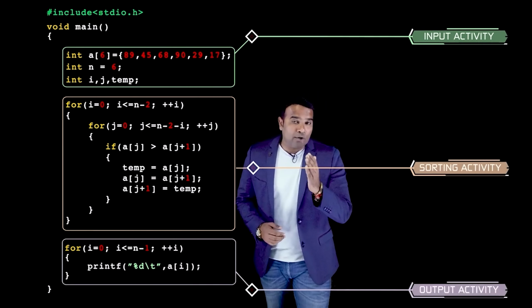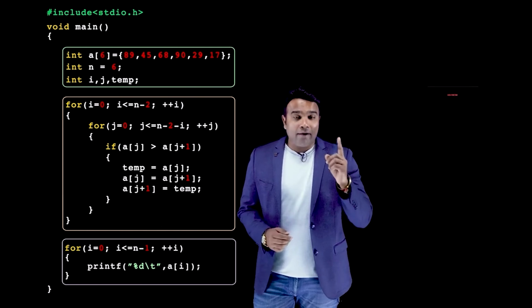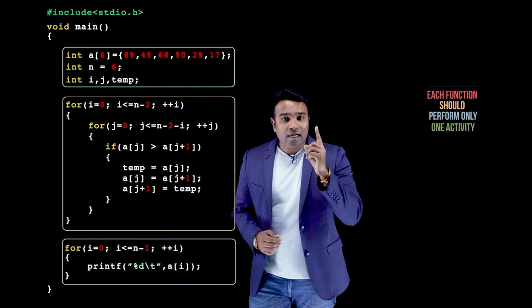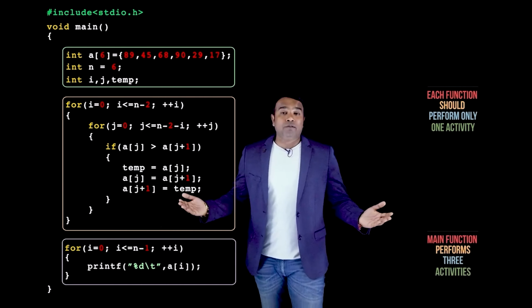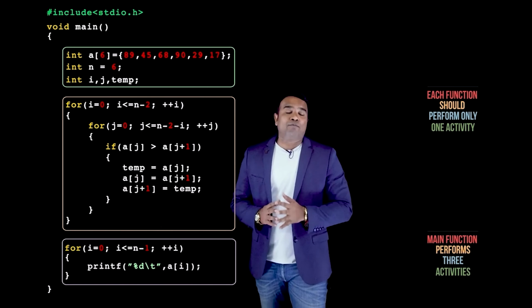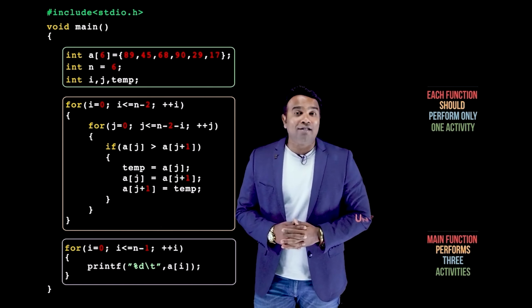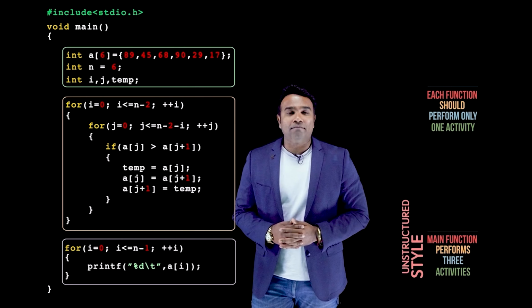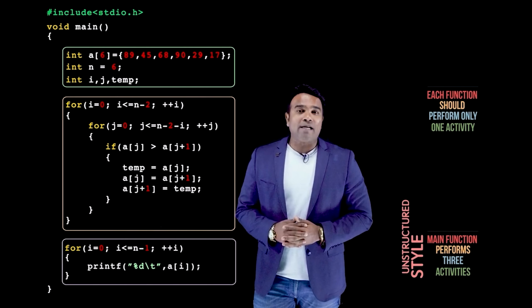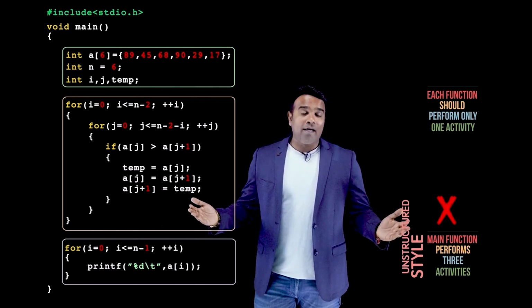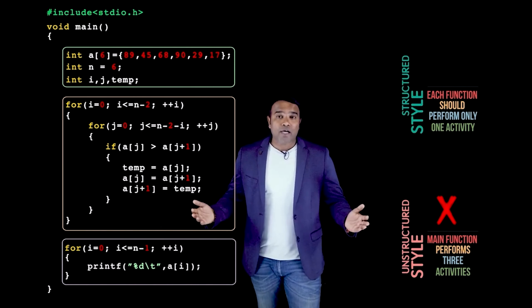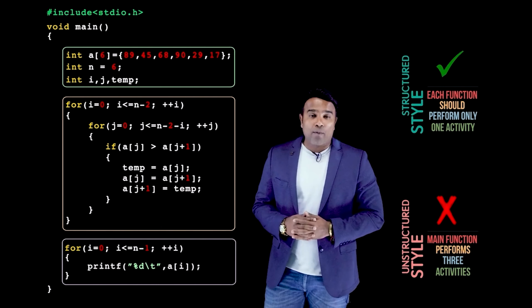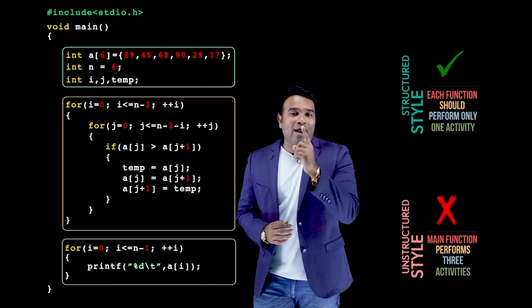This is not a good style of programming. What I mean to say is that every function should do just one activity, but in my case, the main function is doing 3 different activities, and this style of programming is what is called the unstructured style of programming. You, as a young job aspirant, should never do the coding in the unstructured style. You have to do it in the structured style. In other words, you have to do your coding in a manner where one function does only one activity.